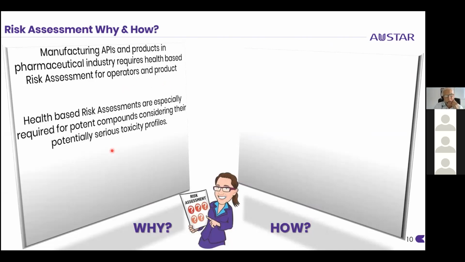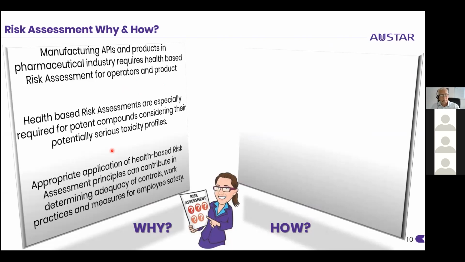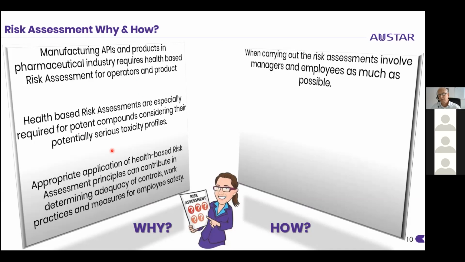So a health-based risk assessment, especially required for potent compounds that have a potentially serious toxicity profile. And appropriate health-based risk assessments can also determine standard operating procedures. So you can already design your SOPs before you actually go into production. So there's no risks involved when you are handling these hazardous powders.